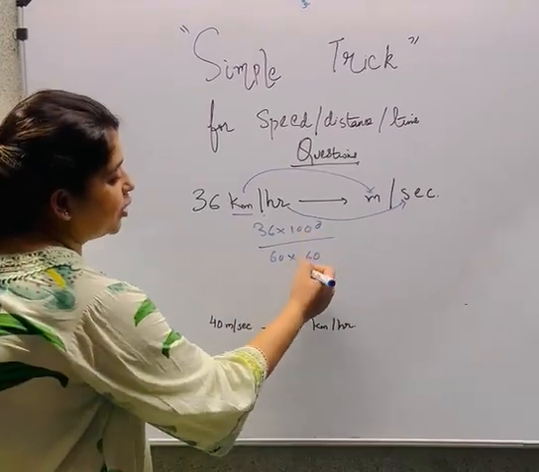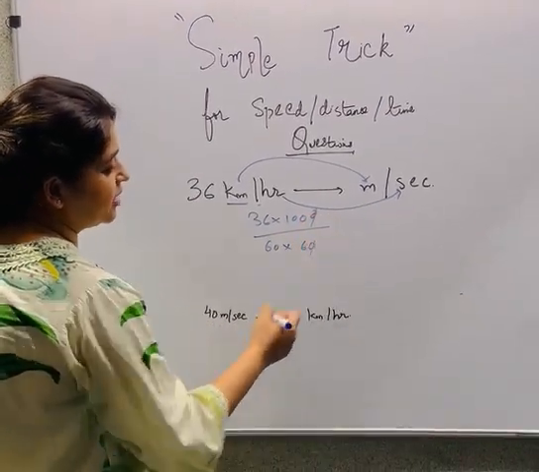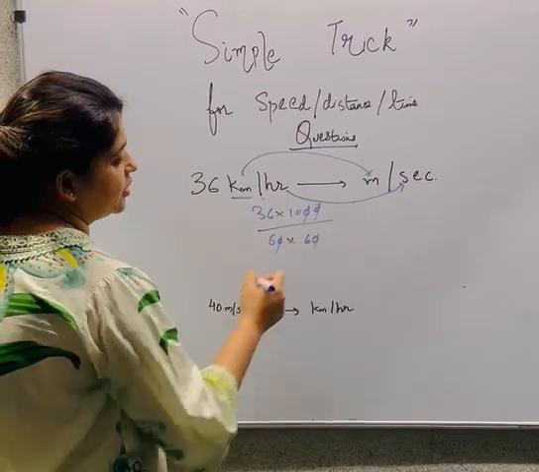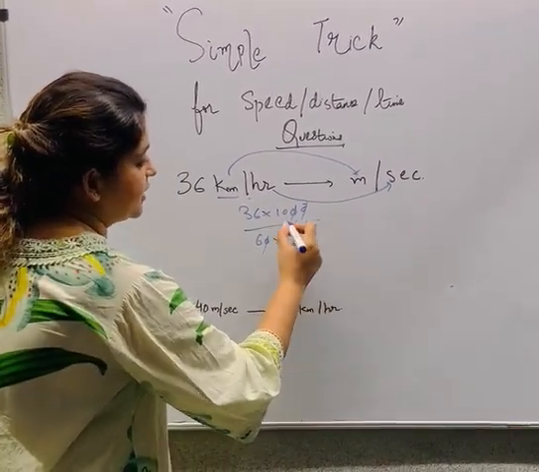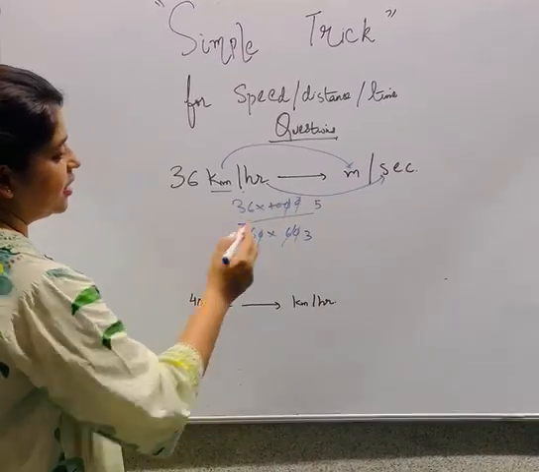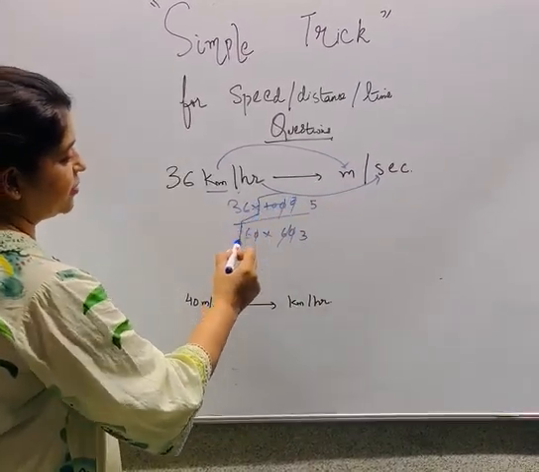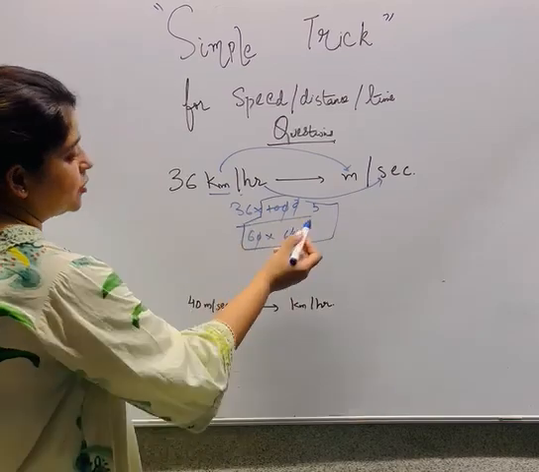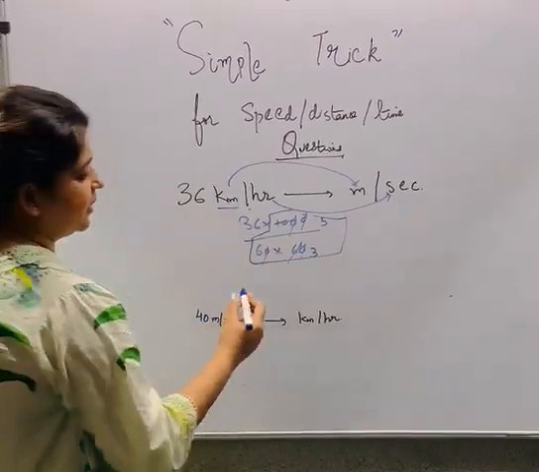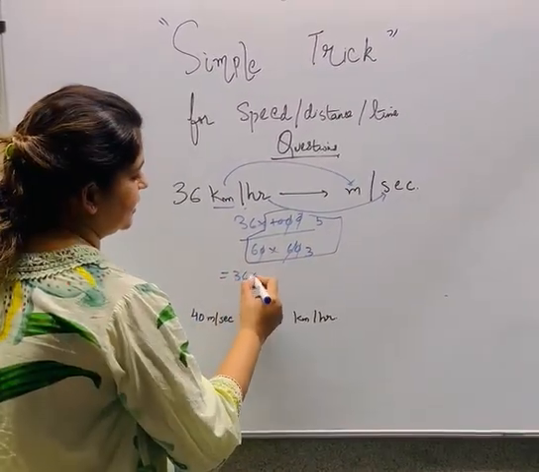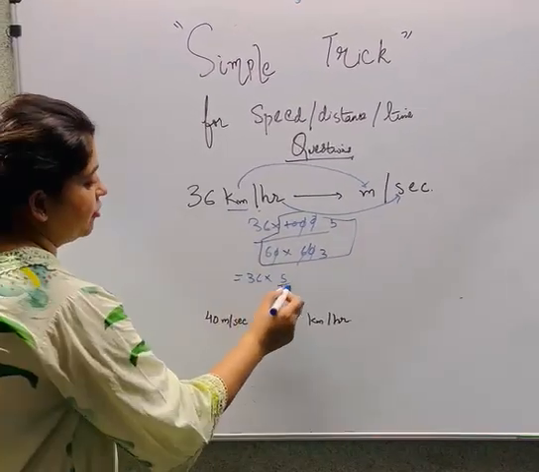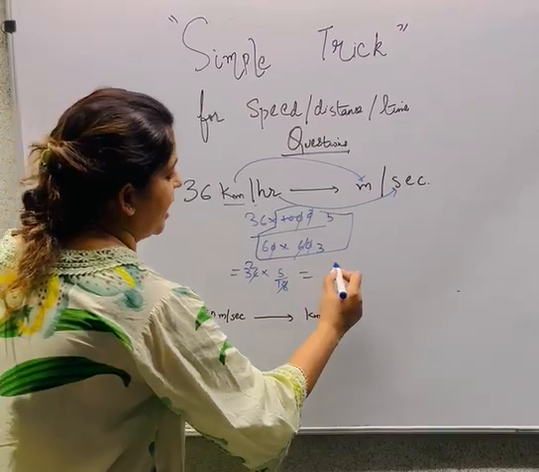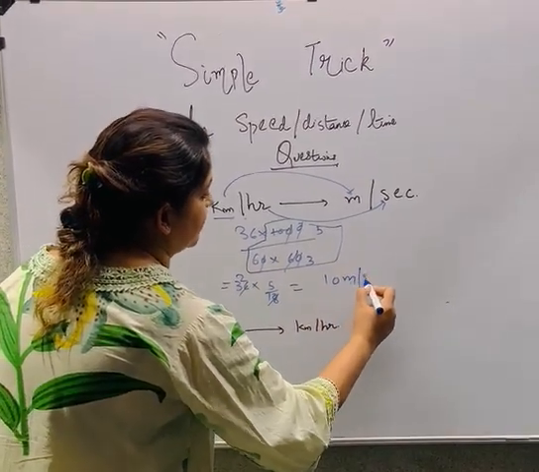Now if I reduce this, the 0s strike off, another 0 strikes off, 2 3s are 6, 2 9s are 18. Right, now I'm just talking about this conversion factor. So what do I get? 5 by 18. So that means that I multiply this with 5 by 18. I reduce it further and my answer is 10 meter per second.